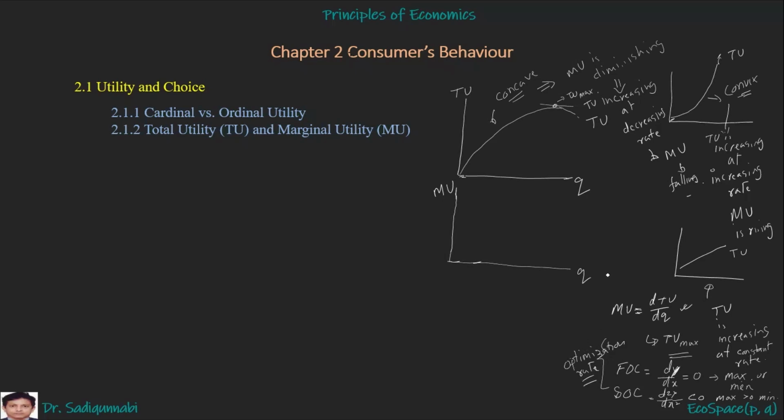So apply this rule here. When you're talking about TU max, that means at this point, del TU/del Q is 0, right? Yes, sir. Okay. So if this is 0, that means MU is 0, right? Because we know that this is MU.